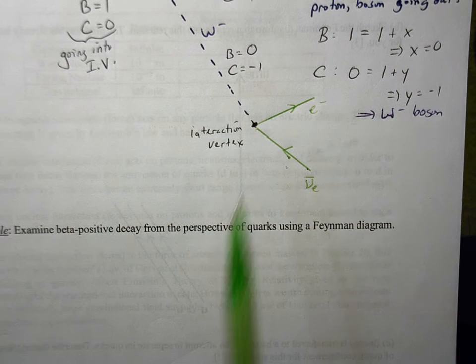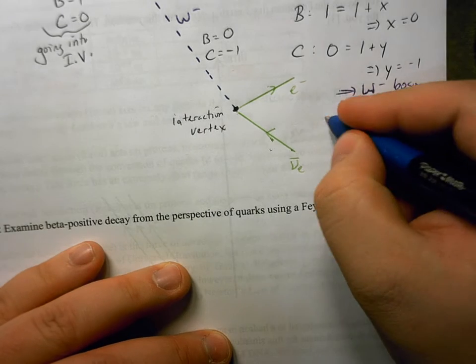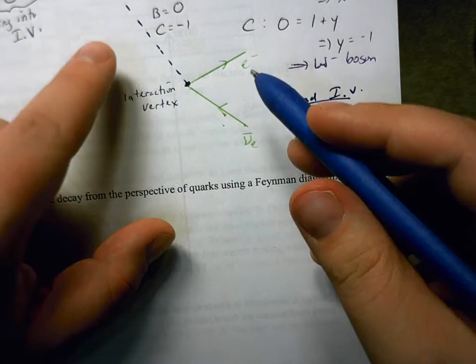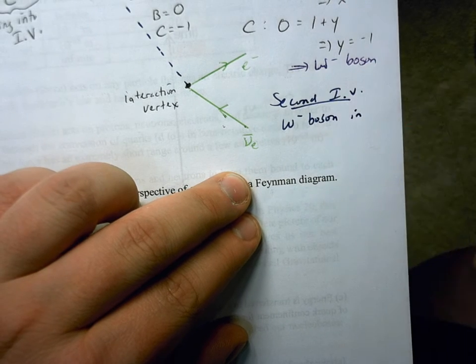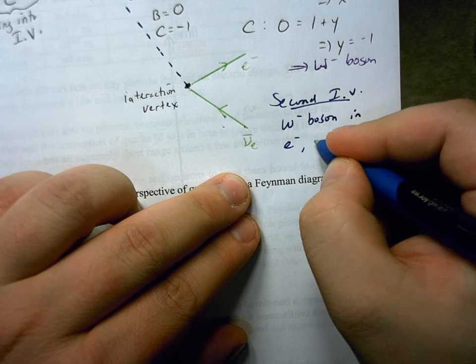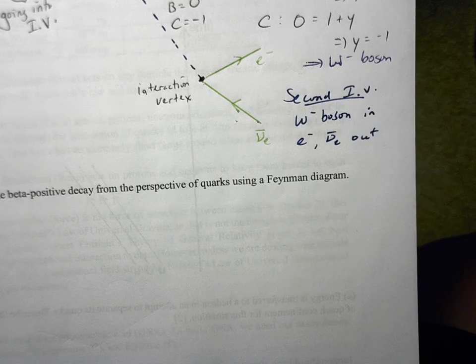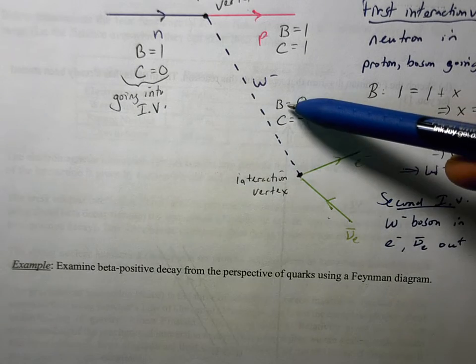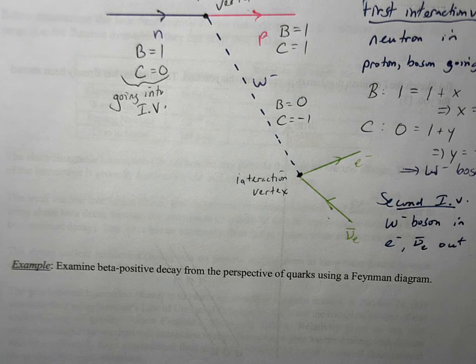At the second interaction vertex, we still have to conserve baryon number and charge. So I'm going to sketch the second interaction vertex. What we have here is a W minus boson going in, and then an electron and an antineutrino coming out of this. So we already know going into this interaction vertex, we have a baryon number of 0 and a charge of -1.